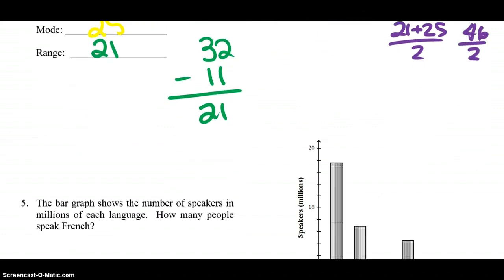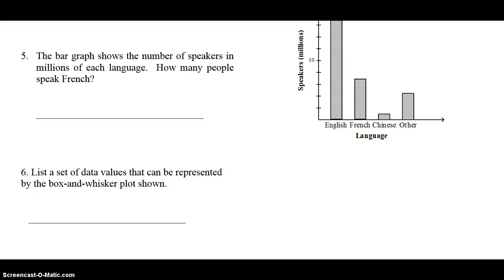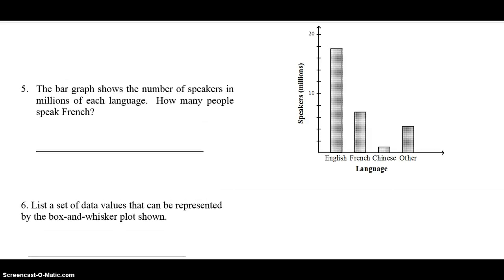Moving on to number 5. The bar graph shows the number of speakers in millions of each language. How many people speak French? So I'm looking at the bar for French. I don't care about this, this, or that one. And remember, it is in millions.